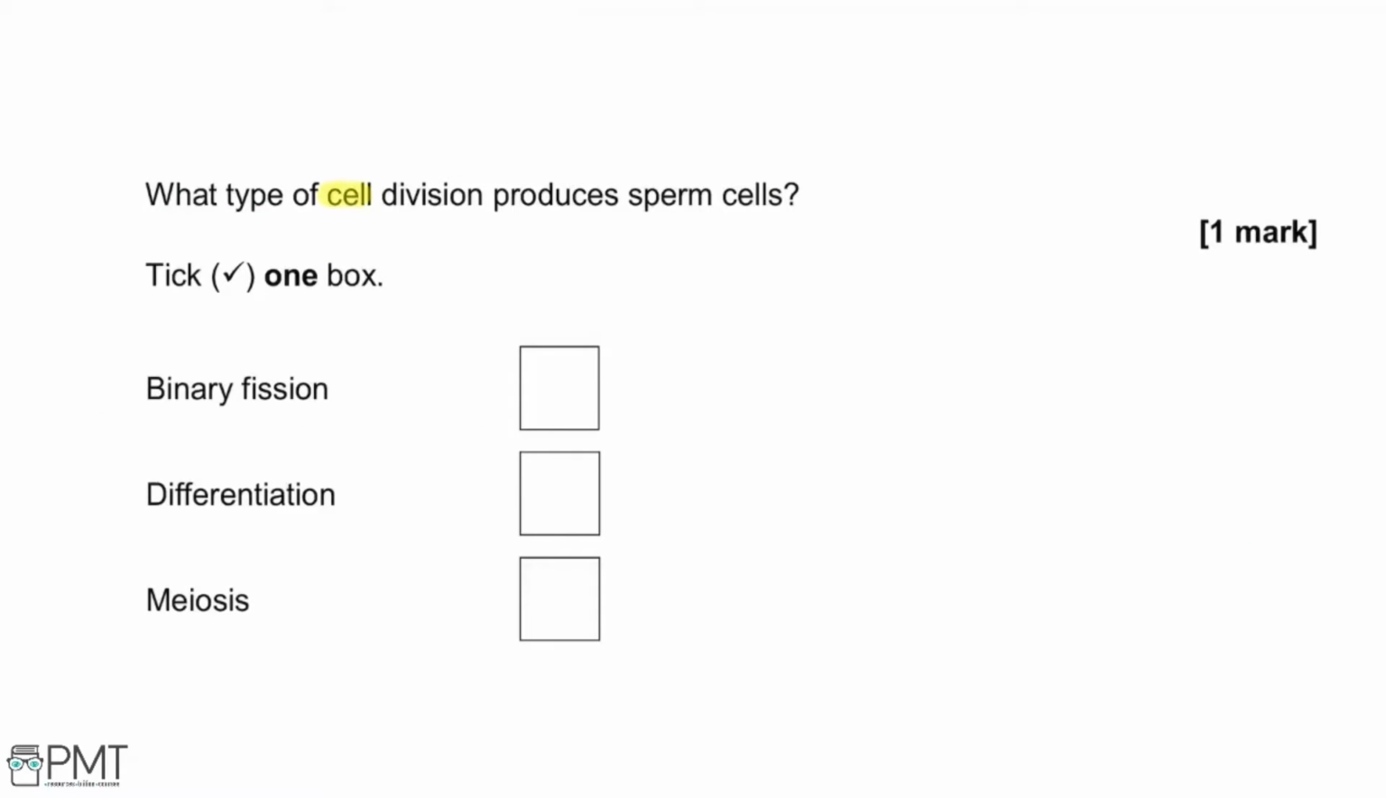What type of cell division produces sperm cells? Tick one box, and this question is worth 1 mark. So if we look at the options we're given, binary fission we know is not correct because that's how bacteria divide. Differentiation is the process by which a stem cell becomes specialised, so by process of elimination, meiosis can be the only answer.